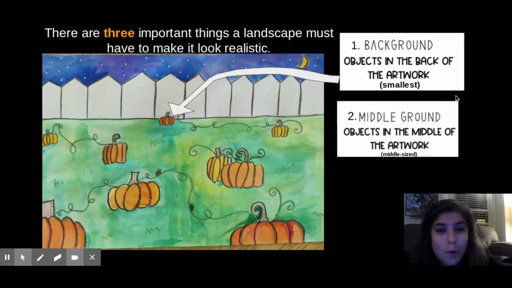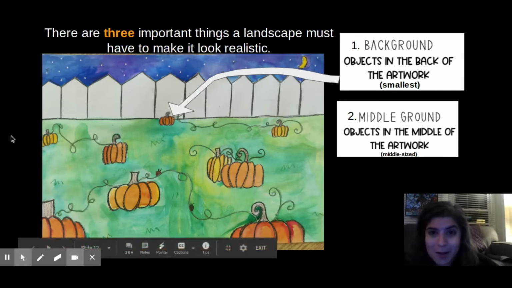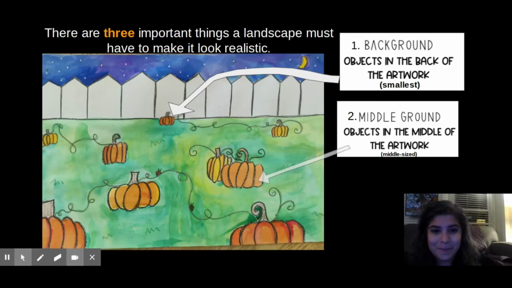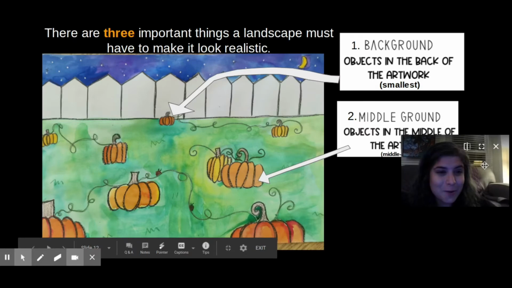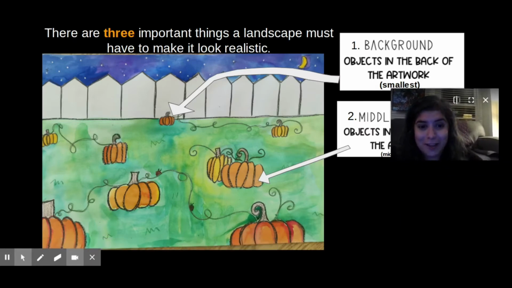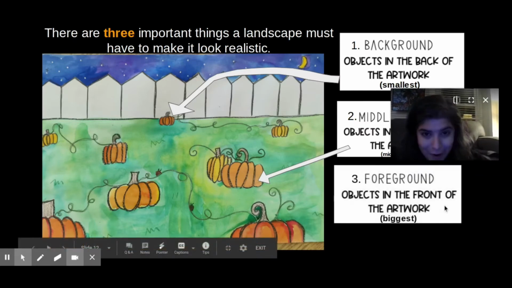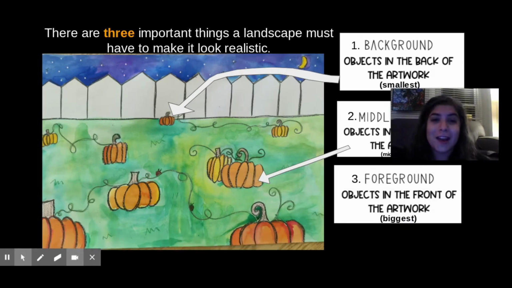The next important thing you must have is a middle ground. The middle-sized pumpkins are going to be what is in your middle ground, like those ones. These are the pumpkins I decided to overlap. And the last thing you must have in your artwork for it to look realistic is called the foreground. Foreground starts with the letter F. So the foreground is at the front. Front also starts with the letter F. That's a good way to remember that the foreground is in the front.